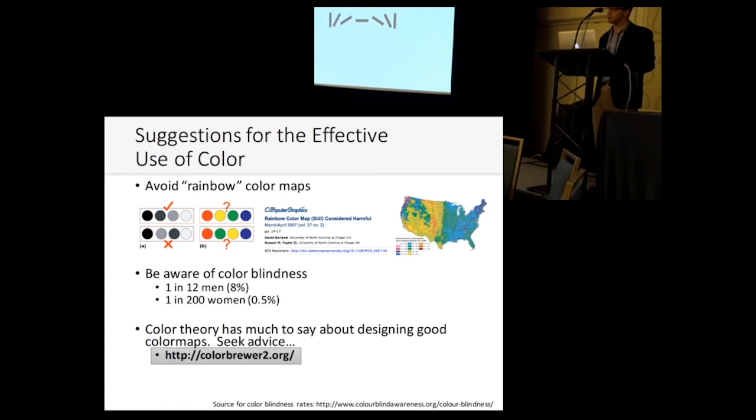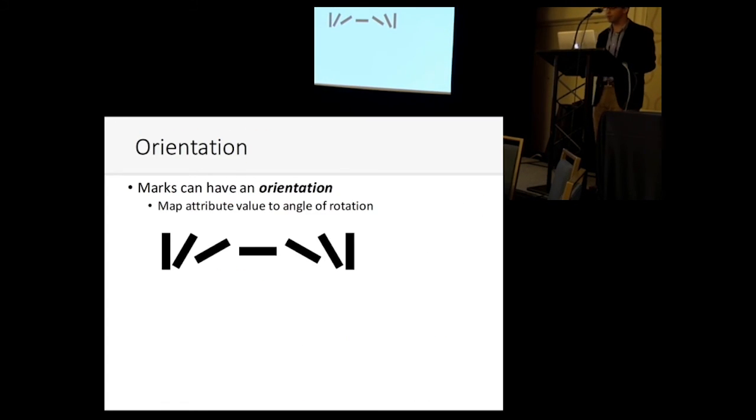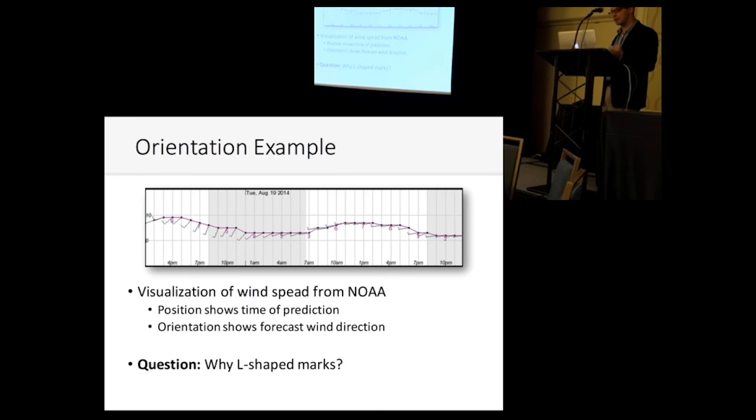All right, the next thing we have is orientation, where we can map the angle of our object to a particular value. Here's an example from the National Weather Service where they're encoding wind direction and speed. You can see the speed is this line chart, the height, and then the direction is encoded by the angle of this glyph, which is L-shaped. And so why L-shaped? Because if we just have a line, we lose our ability to distinguish between pointing one way versus the other. Okay?